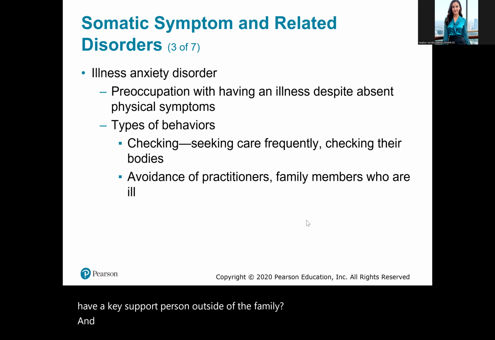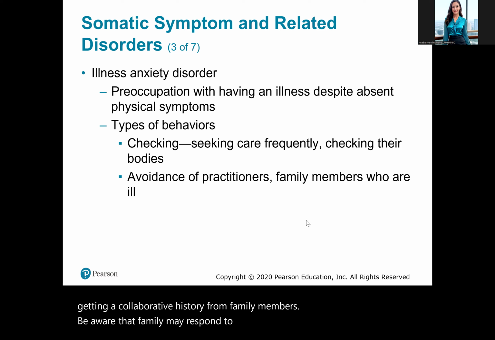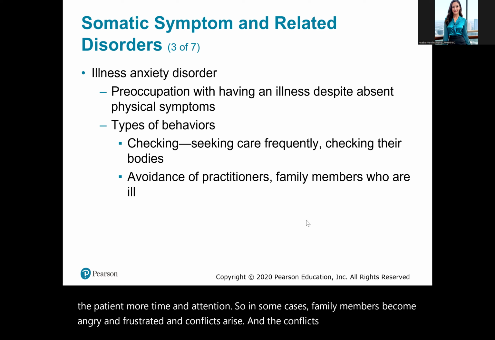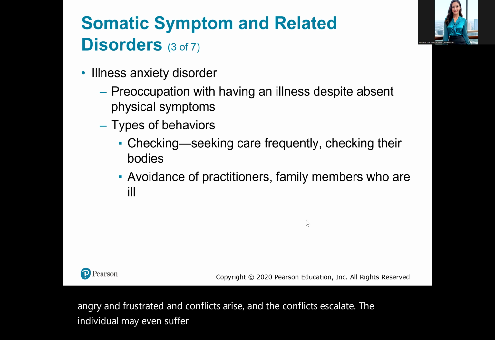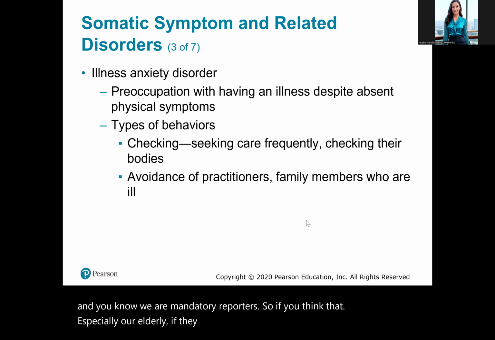And to verify the individual's information, we should often get a collaborative history from family members. Be aware that family may respond to a patient's somatic symptoms by giving the patient more time and attention. In some cases, family members become angry and frustrated, and conflicts arise and escalate. The individual may even suffer from neglect and abuse. If you suspect this is happening, we are mandatory reporters, especially with our elderly. If they are being abused, we report that to the authorities.